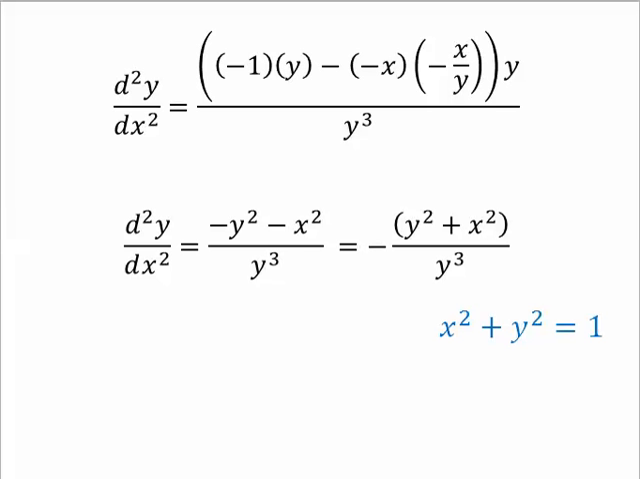x squared plus y squared equals 1. Remember, that was our original equation. So instead of the y squared plus x squared, I'll just put in 1 and get this beautiful little formula for the second derivative of negative 1 over y to the 3.